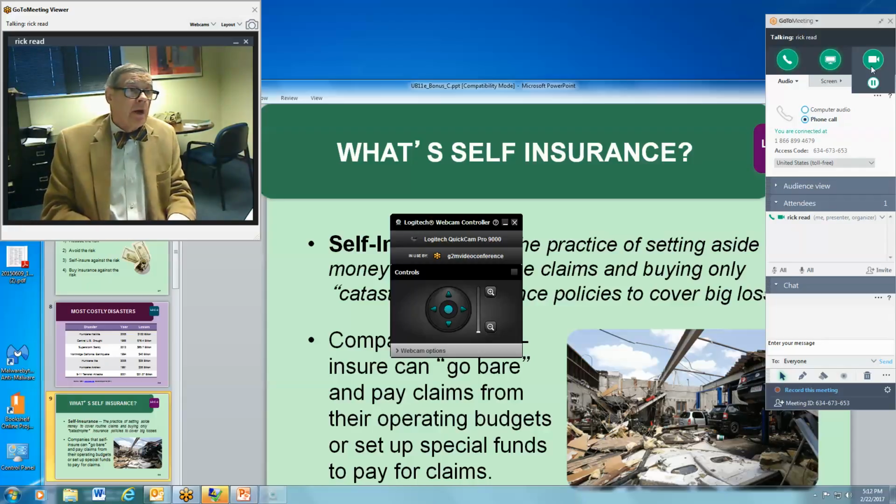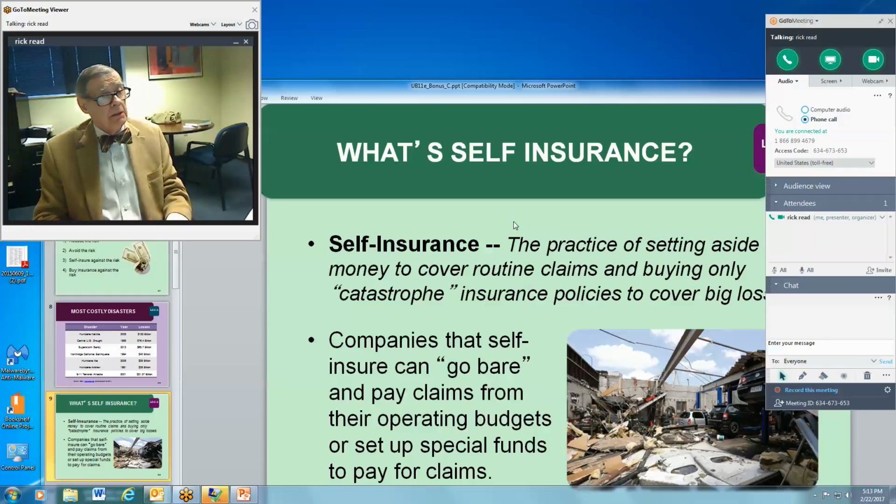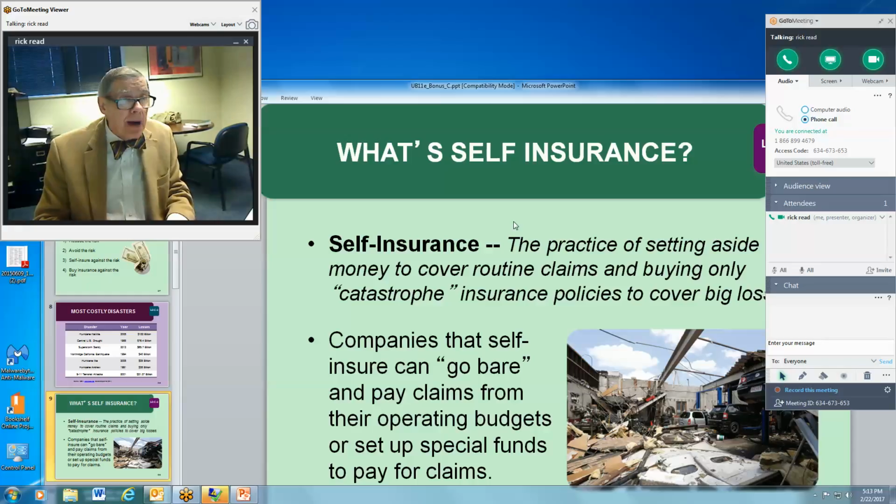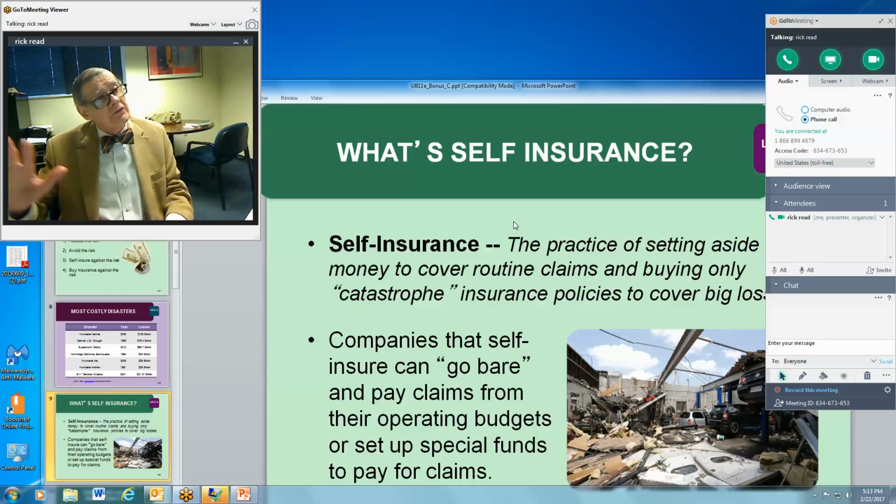Now, some companies do what this next bullet talks about, going bare. Not to be confused with something you might find in the woods or in Alaska or some of our northern states or far western states like Montana and Wyoming, roaming around on 4 feet. This means we're not going to insure, period. We're not going to buy any insurance, and we're not going to set aside any funds.